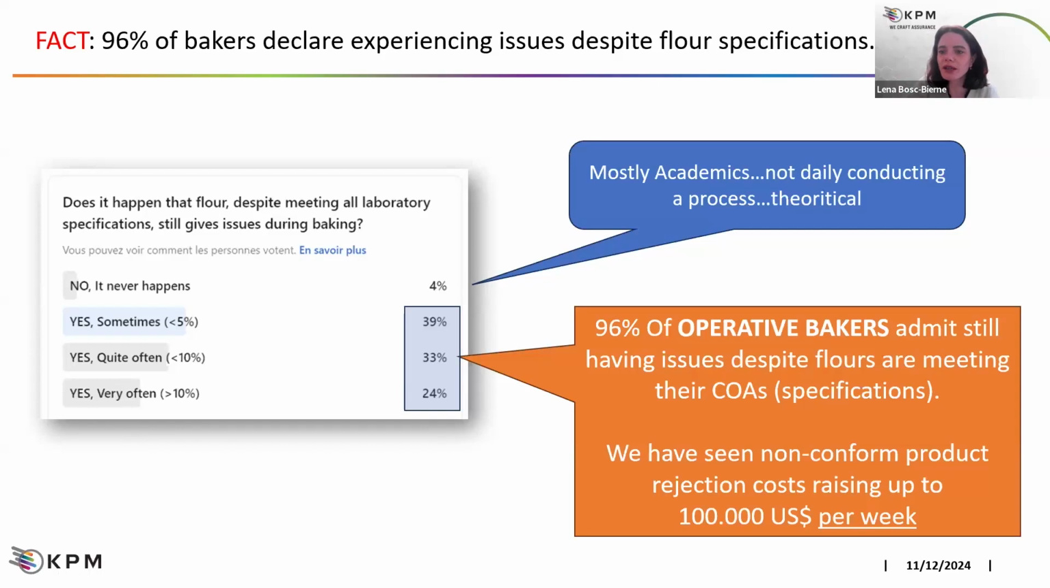Interestingly, when we looked for the profile of the 4% of people who said no, it never happens, we stumbled upon mostly academics, so not people working daily with the process. So people actually putting in the books, you need a flour between 10 and 11.5. This is a good first approach, but this shows that reality needs something a little bit more robust.